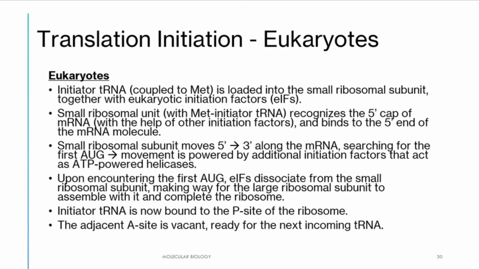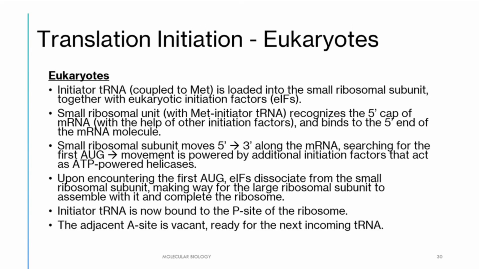Once the ribosome reaches the first AUG, the eukaryotic initiation factors, the eIFs, are going to dissociate from the small subunit, and this will allow the large subunit to come in and assemble at the start codon, and therefore initiate the translation process.